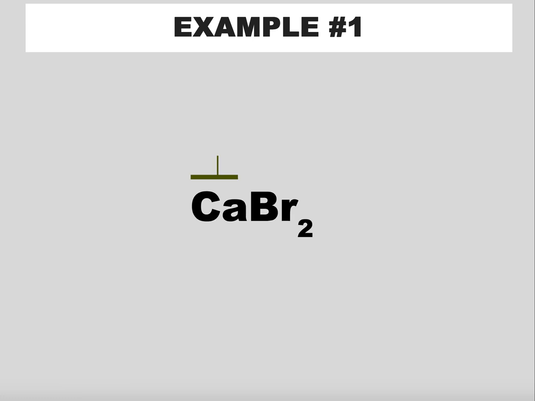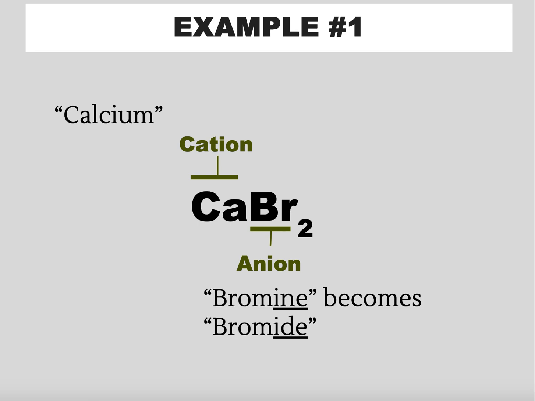So let's look at an example, right? So CaBr2. Look on your pink sheet. What's Ca? Ca is calcium. What's Br? Br is bromine. But we don't write bromine. We change the ending to IDE, so it becomes calcium bromide.